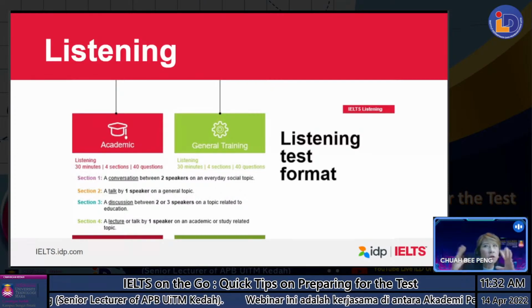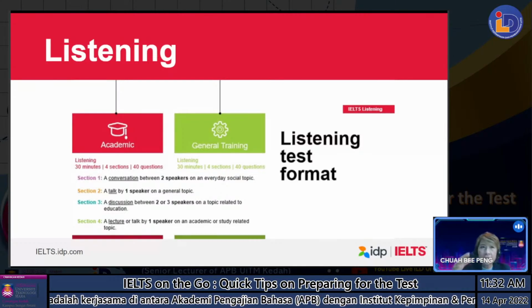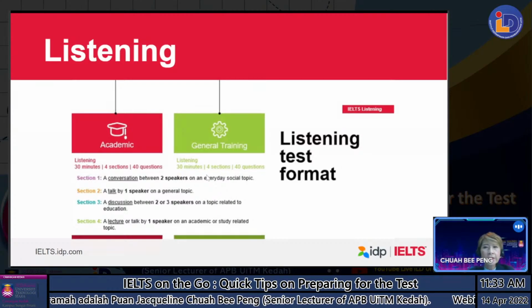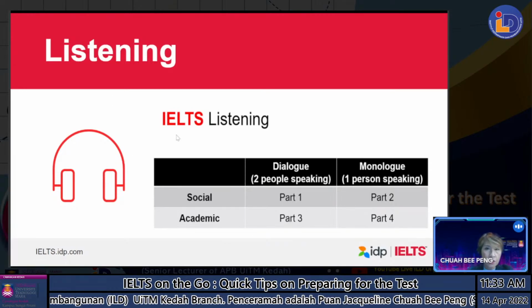So the topic is very wide. It can be as simple as online learning. It can be as far as, say, aeronautics, for example. It can be any topic, but it will be a lecture by one speaker. So you have to listen to that entire lecture and answer the questions. All right. So this is an overview of the listening module. The social aspect will be part 1 and part 2, and the academic aspect will be part 3 and part 4. Even though you're doing the general training version of the test, you're still going to have the same set of questions.